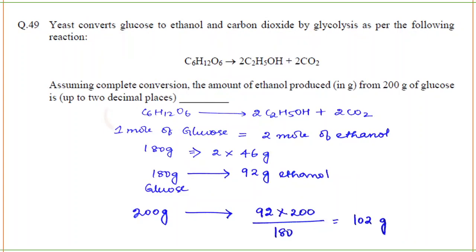Next question. Yeast converts glucose to ethanol and carbon dioxide by glycolysis as per the following reaction. The reaction gives you glucose gives ethanol plus carbon dioxide. Assuming complete conversion has taken place, they're asking you the amount of ethanol produced, in grams, from 200 gram of glucose. It is very simple.